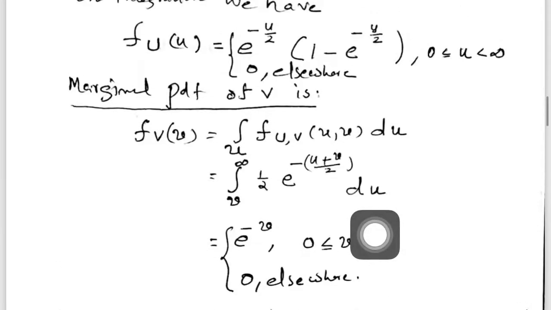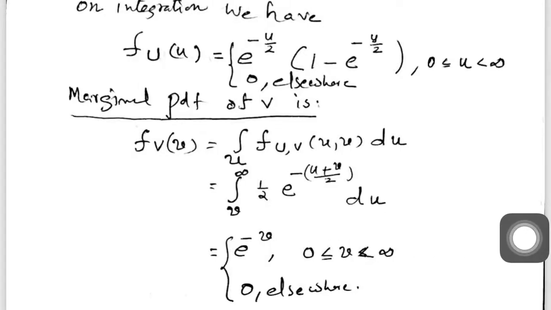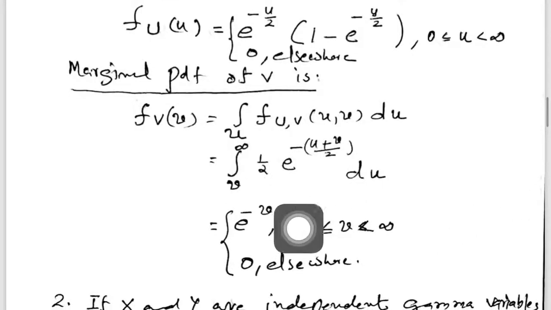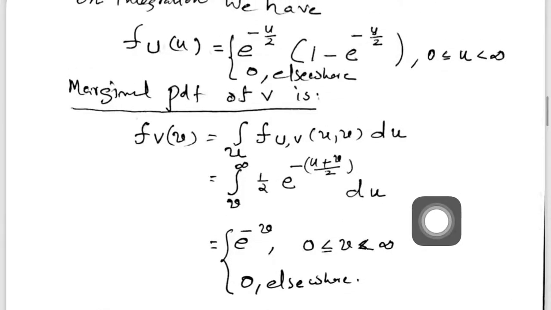Now these are the steps by which you obtain the marginal distribution of u and the marginal distribution of v. First, you find the joint density of u and v, and on integration, you can separately, individually find the distribution of u and the distribution of v. And this is the procedure.